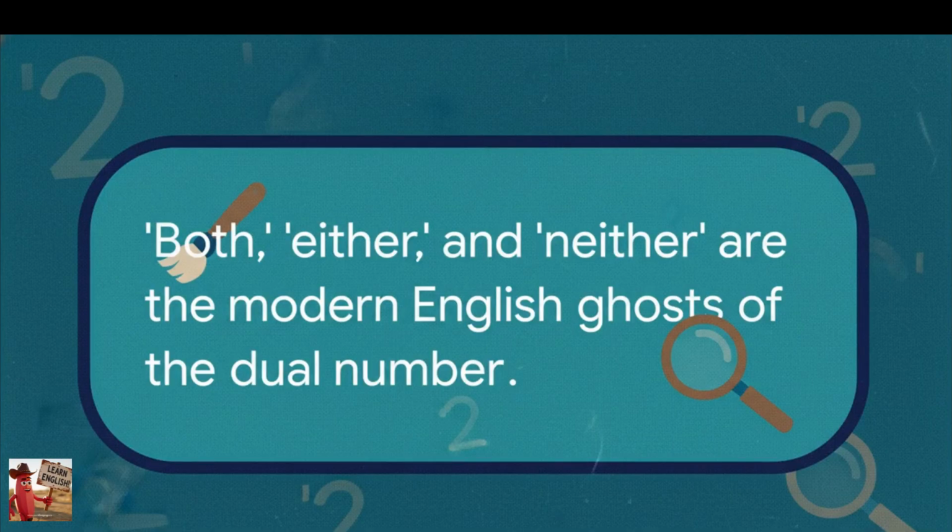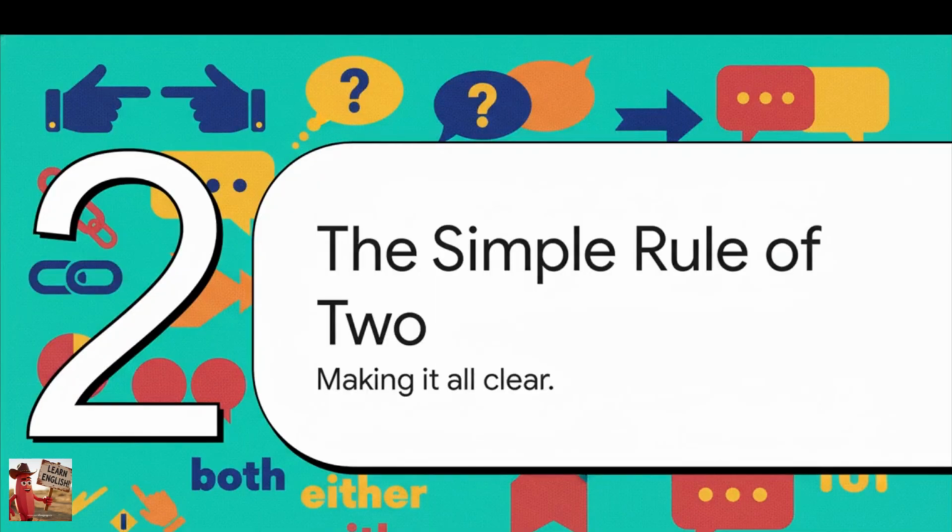And that's the big reveal. These three words, both, either, and neither, are basically the ghosts of that old dual number. They're like these little linguistic fossils left behind for the specific job of dealing with a pair of things. And honestly, this one idea is the key to everything else we're going to talk about. So all of that ancient history boils down to one beautiful, simple rule that's going to make everything click into place. I like to call it the simple rule of two.